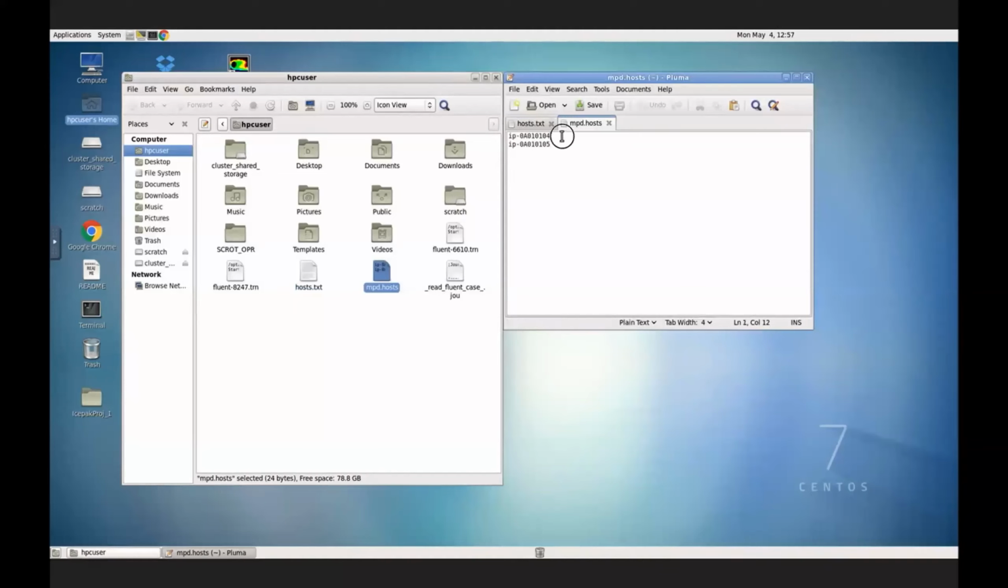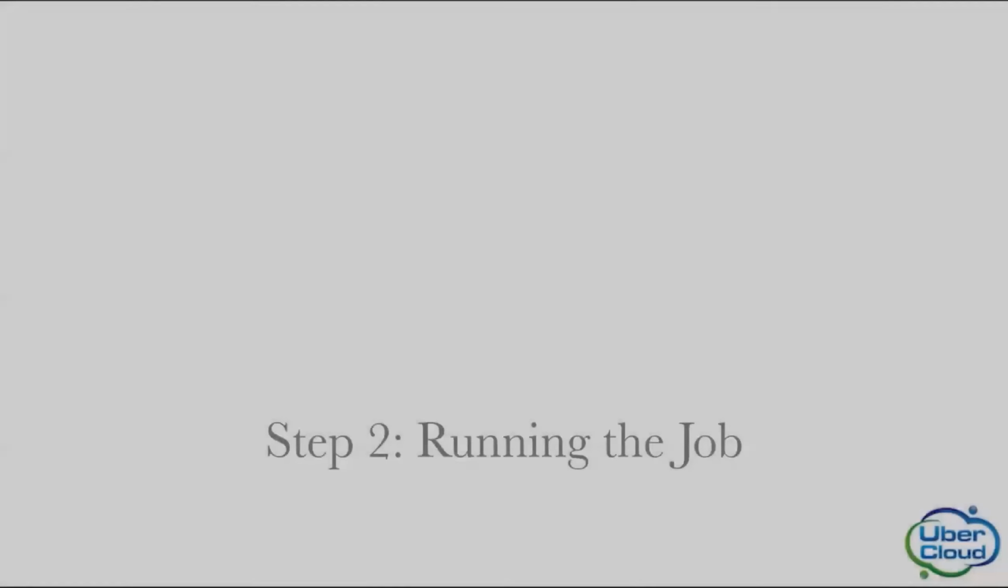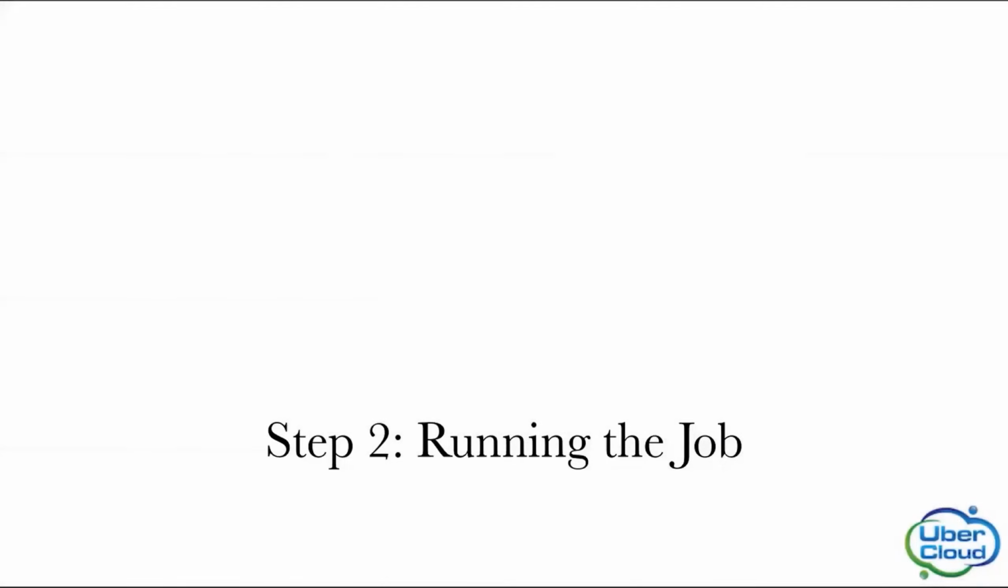For the first 8 lines, copy the name of the first node from mpd.hosts. Go to hosts.txt and paste this text 8 times. Repeat the procedure for the second node. We're now ready to start the job.